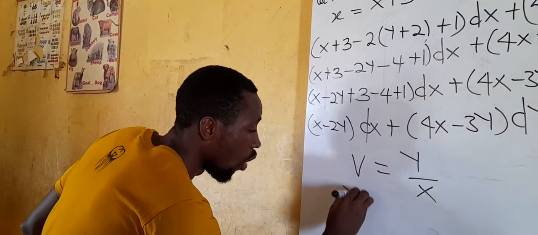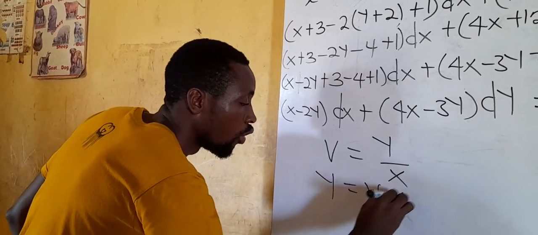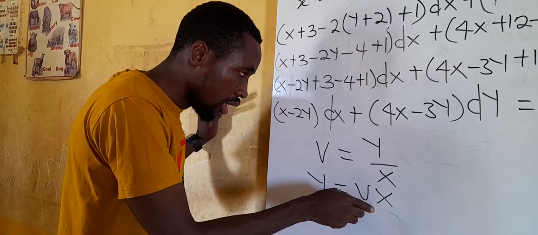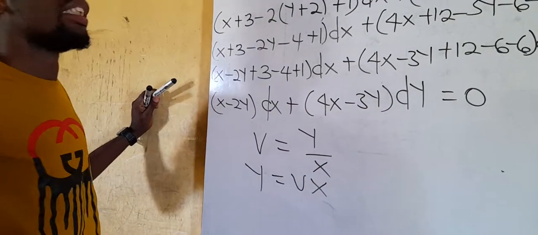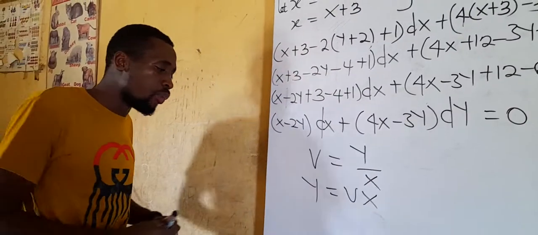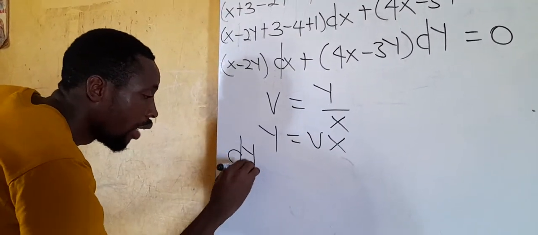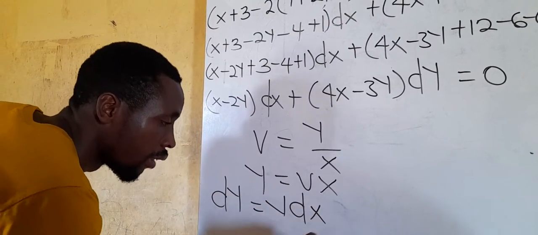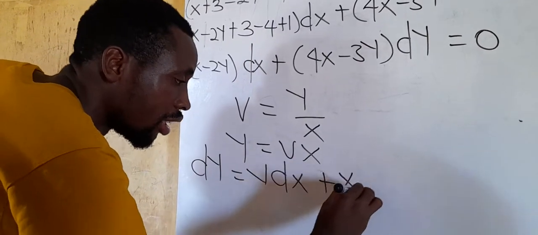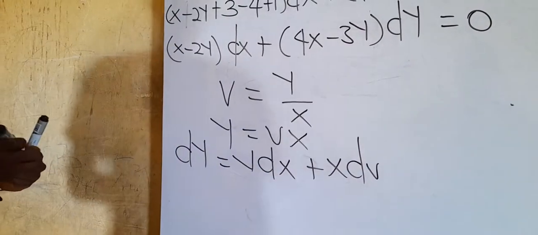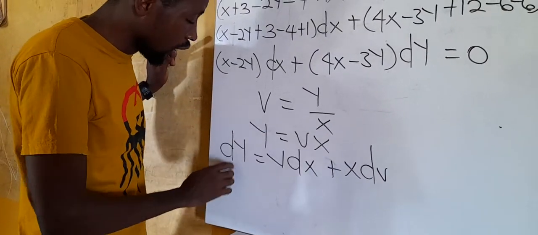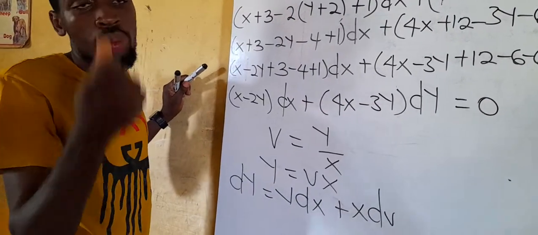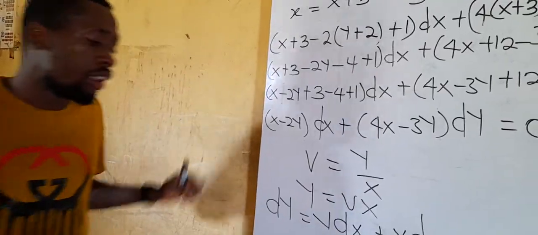So what's the next thing? When we cross multiply, our Y will be equal to VX. So now in place of Y, we put VX. What of the dY? We need to differentiate this. We learn all these things in the homogeneous system. So we differentiate. We find dY will be equal to, remember this is a product, so we keep v, differentiate x, dx, plus we keep the x, differentiate v, dv. So we substitute y equal to vx and dy equal to v dx plus x dv into the homogeneous system. Then it will become separable. So come with me.